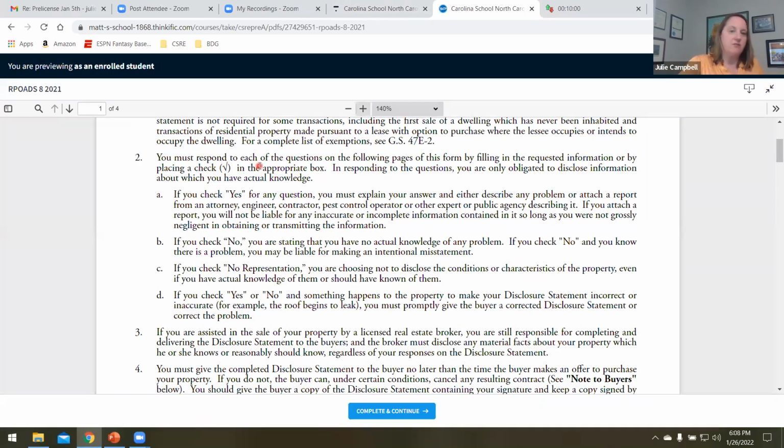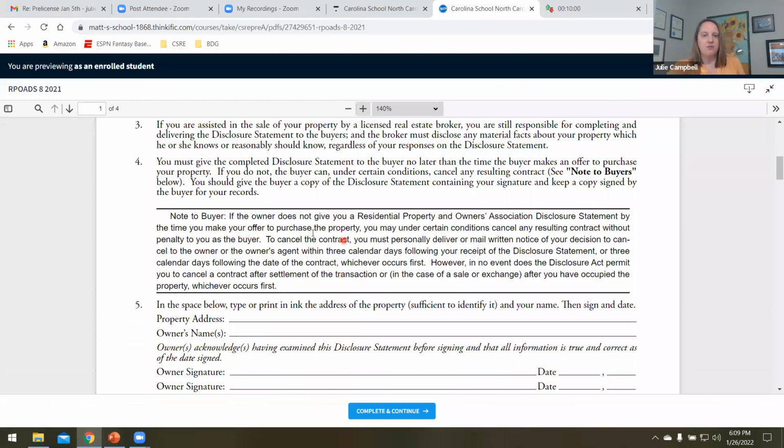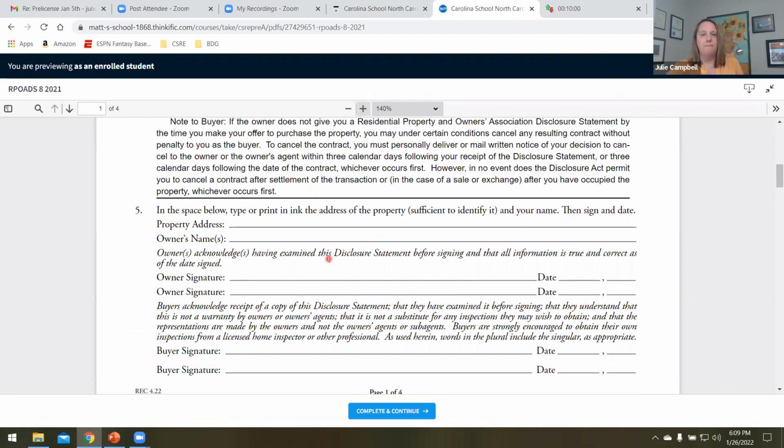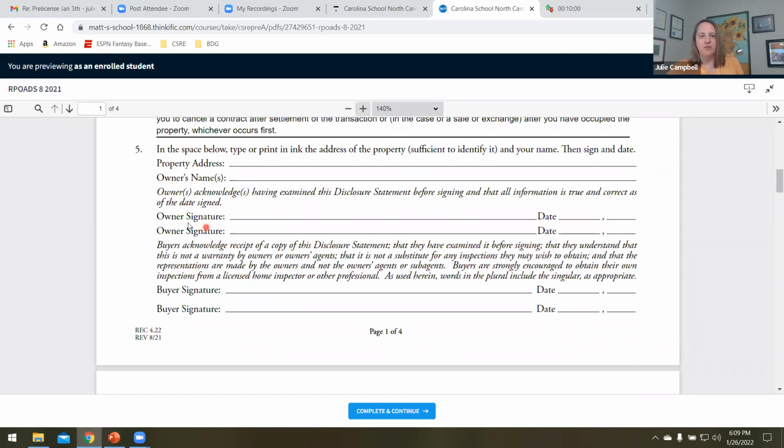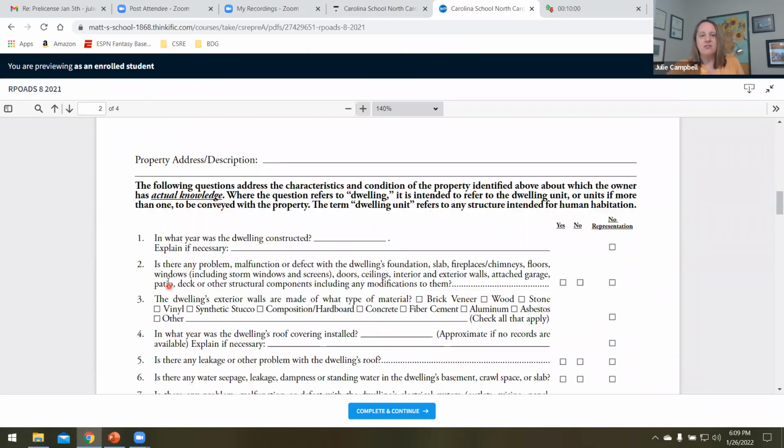It says, we're going to ask you a series of questions about the property in which you can respond one of three ways. You can say yes, you can say no, or you can say no representation. If you say yes or no, you can't lie. The seller cannot lie. So if something's not working and the seller doesn't want to disclose that, then they need to check no representation. They cannot lie. Here's a note to buyer that talks about their right to cancel if they have not received this form. Buyer and seller sign, owner signature and buyer signature. And then the rest of it is the disclosure.